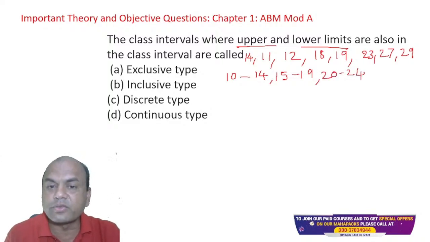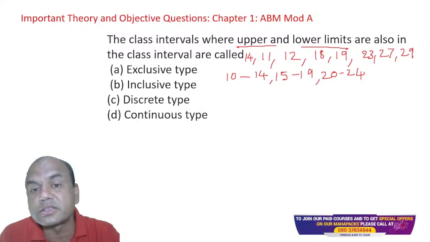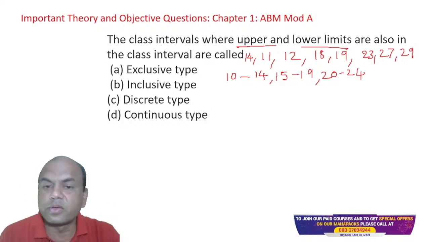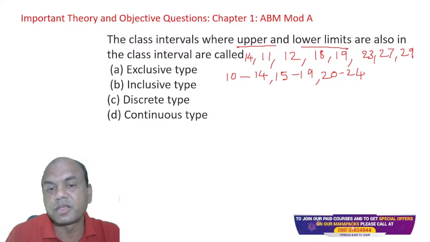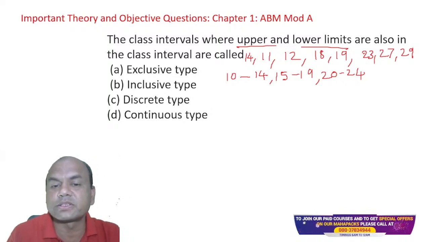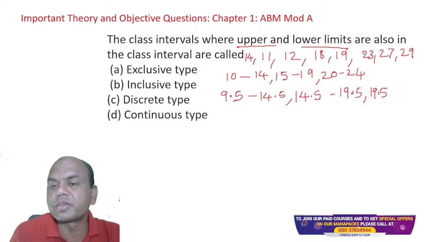Now this class where both are included, upper limit also and lower limit also, this class is known as what? This is your question. Now you'll say, if this is inclusive, what is the other one? The other one is exclusive. Here what happens? Take 0.5 on this side, 0.5 on this side. So it will be 9.5 to 14.5. Look at this, 14.5. Similarly over here, this 14.5, 0.5 on the other side, to 19.5. And next again 19.5 and so on, right?